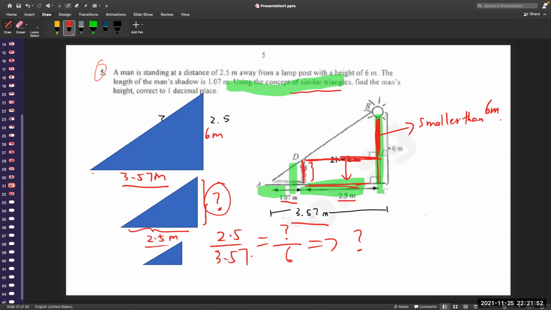So what you need to do, you just need to tell me what is the factor. So 3.57 times what gives you 6? Can you help me out? 3.57 times what gives you 6? Mixed number.